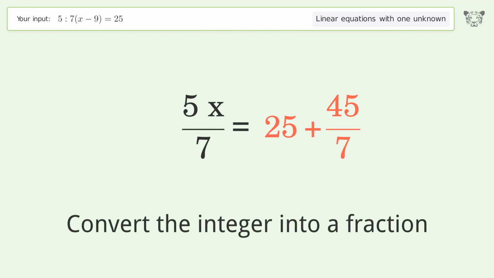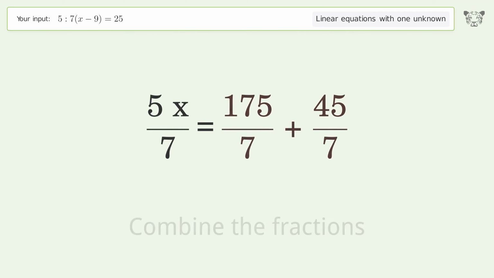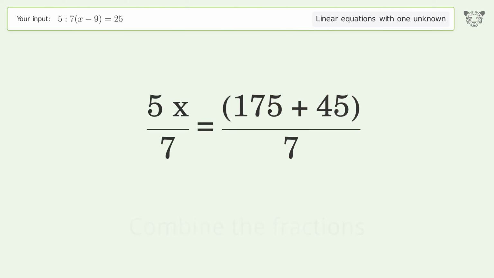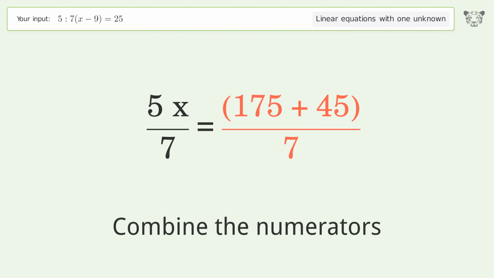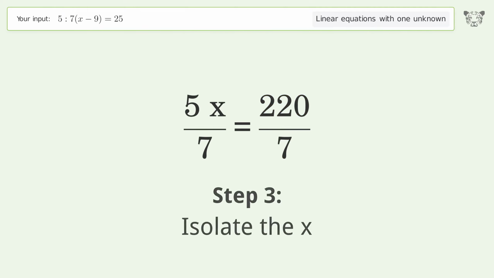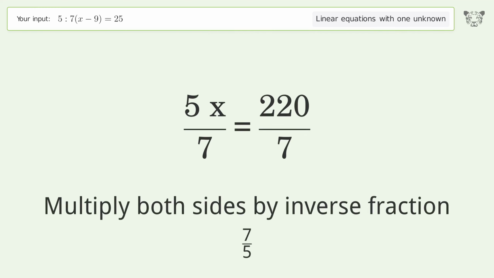Convert the integer into a fraction. Combine the fractions. Combine the numerators. Isolate the x. Multiply both sides by inverse fraction 7/5.